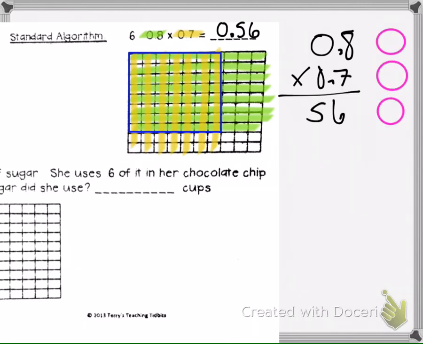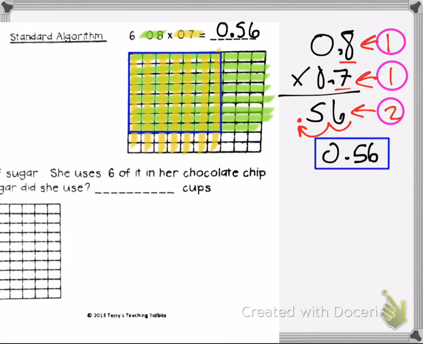I use my bubble strategy. I'll have a 1 and a 1 for my 2 bubbles, and 1 plus 1 is 2. So I have to move my decimal twice to the left, and that gives me my answer of 56 hundredths, which matches that. So that's it.